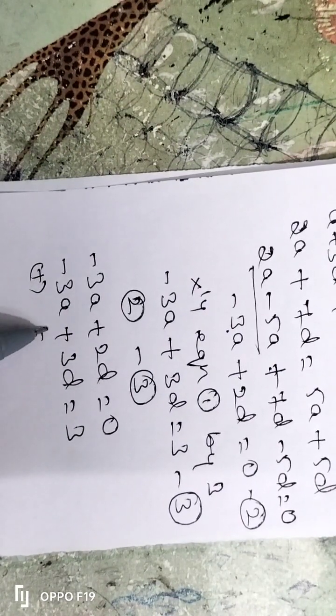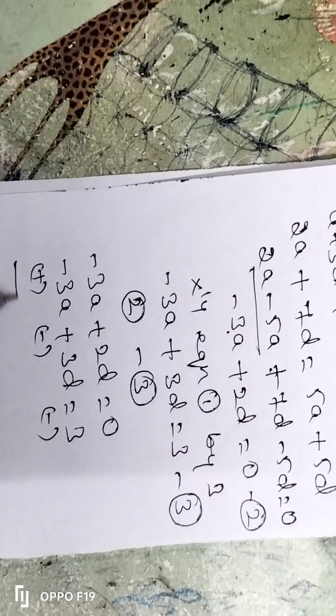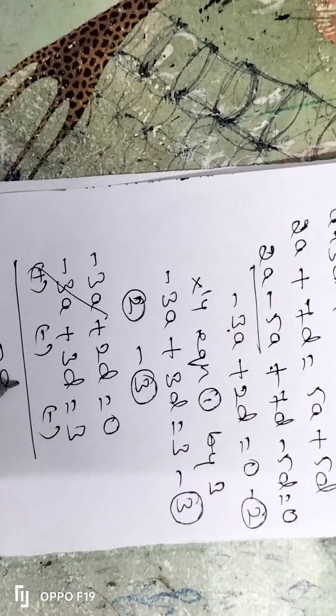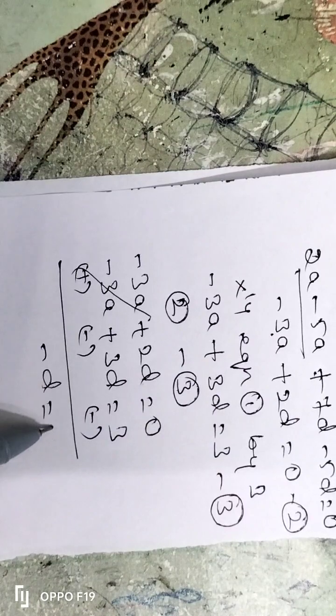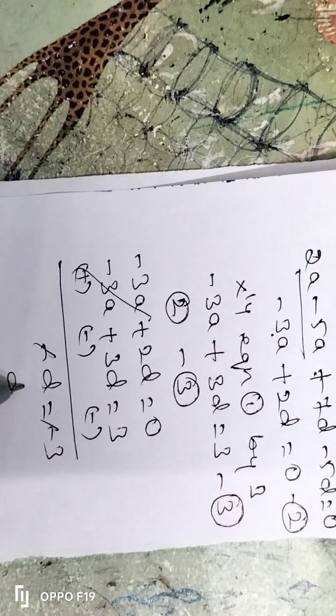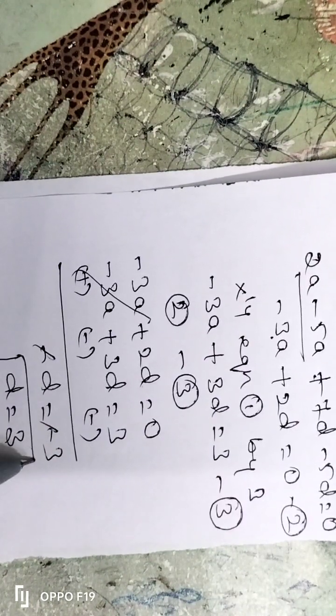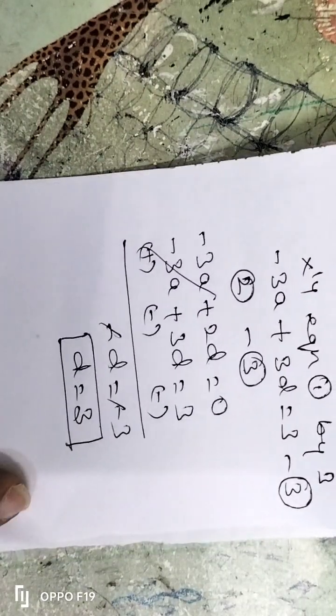Minus becomes plus, plus becomes minus, plus becomes minus. The 3a terms cancel. Minus d is equal to minus 3. Minus minus cancel, so d is equal to 3. So we got the value of d as 3.